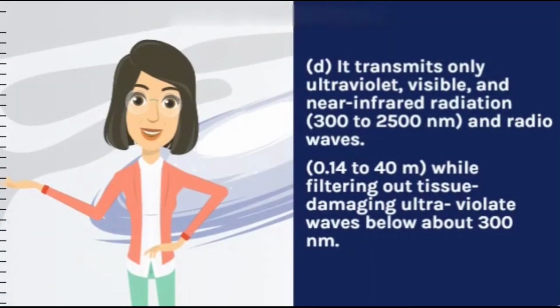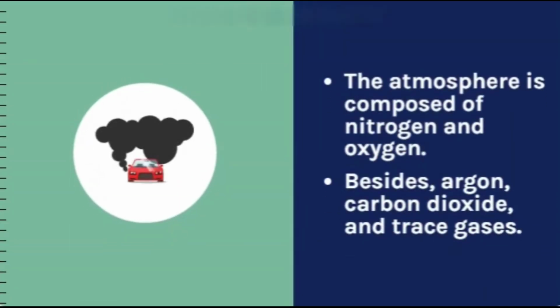D. It transmits only ultraviolet, visible, and near-infrared radiation, 300 to 2,500 nanometers, and radio waves, 0.14 to 40 meters, while filtering out tissue-damaging ultraviolet waves below about 300 nanometers. The atmosphere is composed of nitrogen and oxygen. Besides, argon, carbon dioxide, and trace gases.